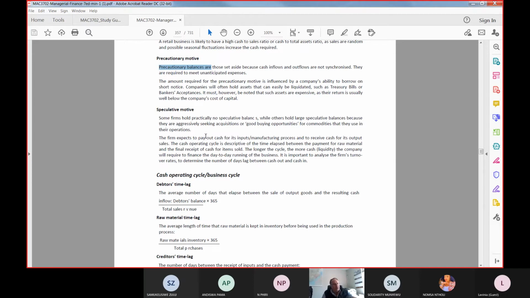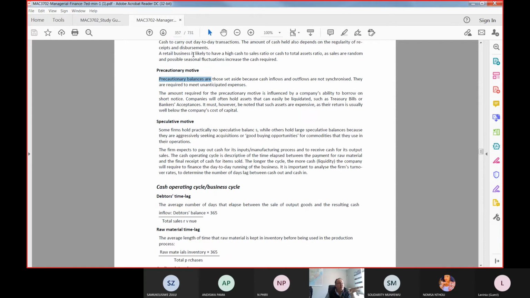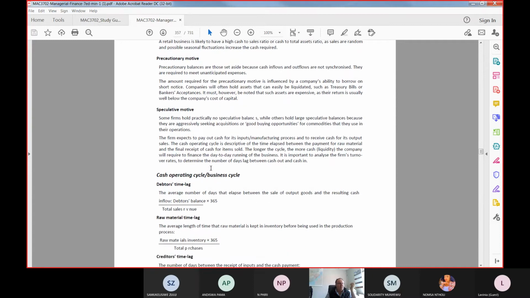So speculative is not so much long term, but the cycles are longer than the other two. Transaction is day to day. Precautionary is longer than that, but it's kept for a rainy day. Speculative is for making deals and negotiations.